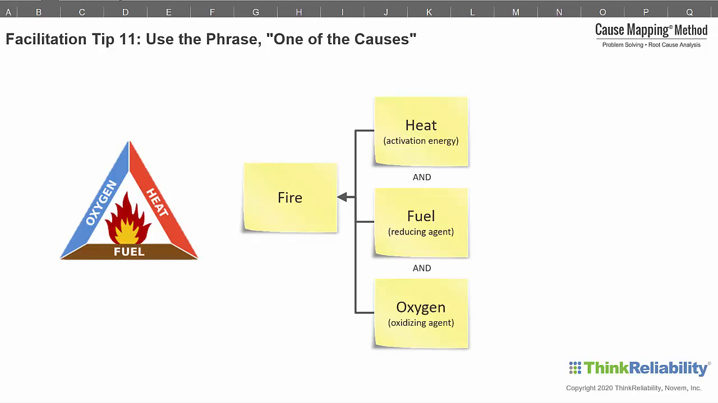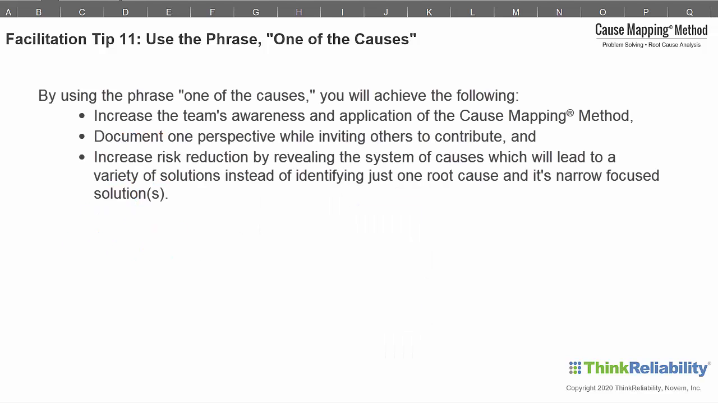So when someone is adamant that they know the root cause or the cause of the problem, try to begin to use the phrase "one of the causes," and that's going to help you achieve a few things. You're going to increase the team's awareness and the application of the cause mapping method. You're going to be able to document that person's perspective of the problem, while inviting others to contribute. And what that will do is open up the dialogue to reveal additional causes, and you'll have more of a variety of solutions rather than focus on that one root cause.